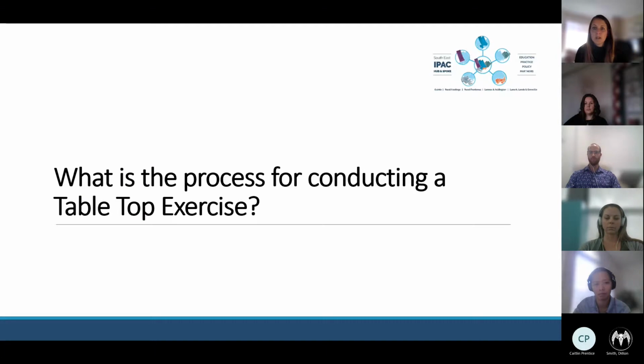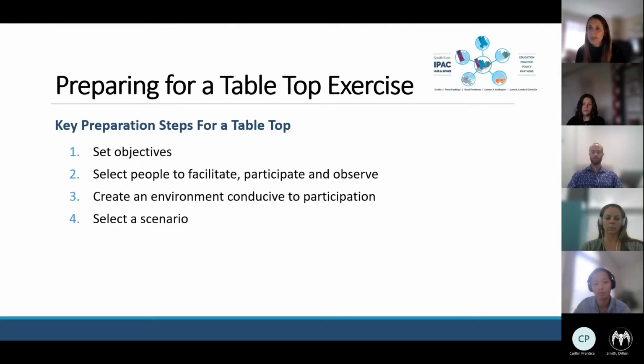Thanks, Lana. Now that we've talked about what a tabletop exercise is and why it's important, let's review in a bit more detail the actual process and how to plan and deliver these exercises. So on the next slide, we're going to go through how to prepare for a tabletop exercise. There are suggested steps that you can use.